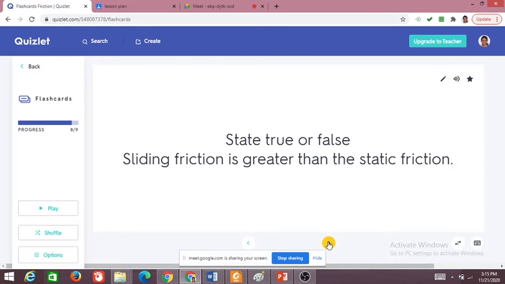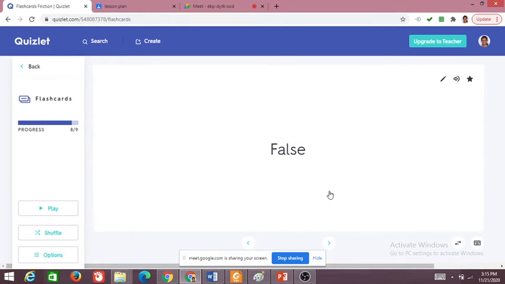Okay, answer first. We are going to see the answer now. Sliding friction is greater than the static friction. So almost all of you have answered it is false. Okay, then let's see. Sliding friction, is it greater than static friction or is it less than static friction? We just discussed that also. So it is false. Your answers are correct.